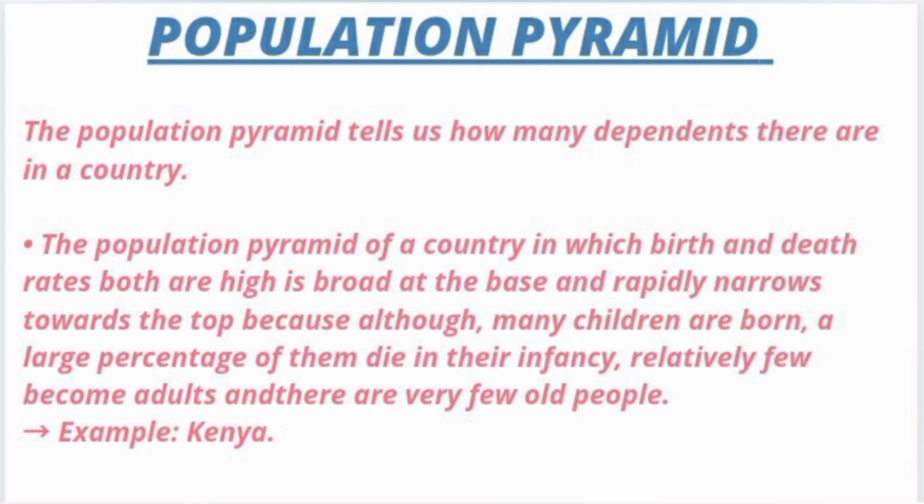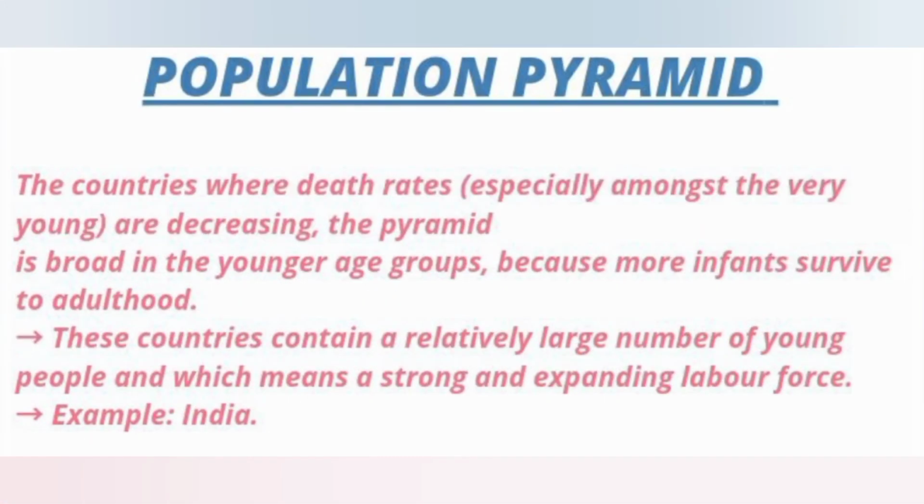The population pyramid of a country in which birth and death rates are both high is broad at the base and rapidly narrows towards the top because although many children are born, a large percentage of them die in infancy. Relatively few become adults and very few live to old age. Example, Kenya. In a country where death rates, especially among the very young, are decreasing, the pyramid is broad in the younger ages because more infants survive to adulthood. These countries contain a relatively high number of young people, which means a strong and expanding labor force. For example, India.